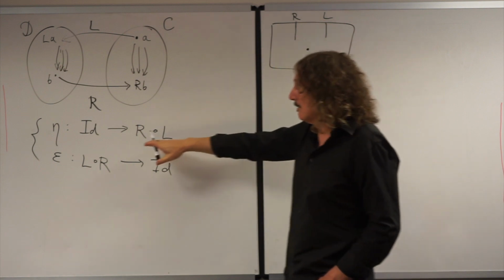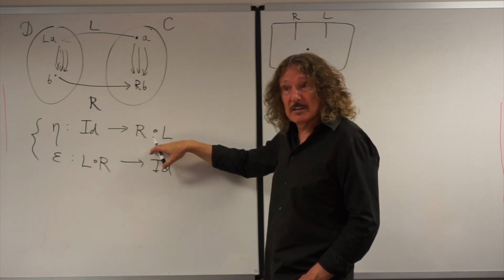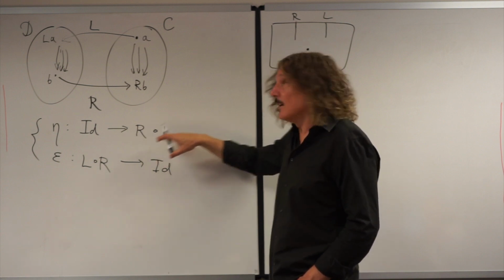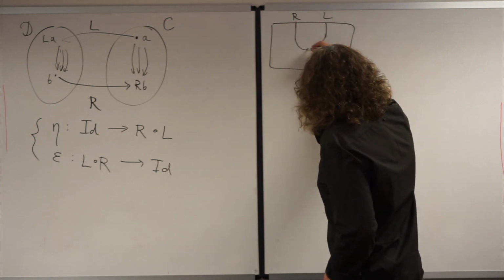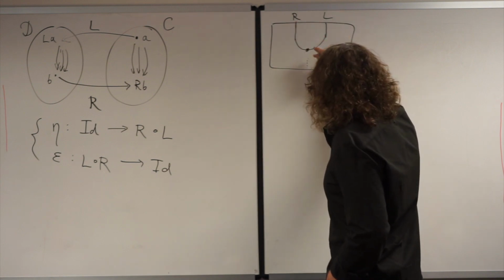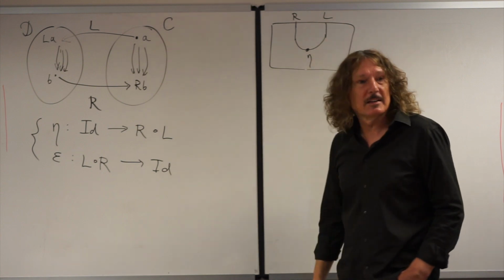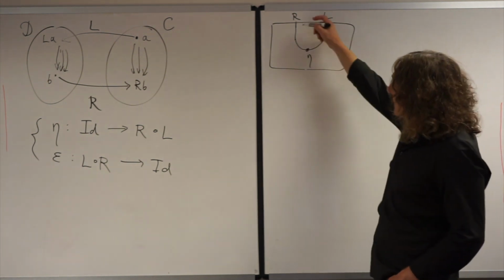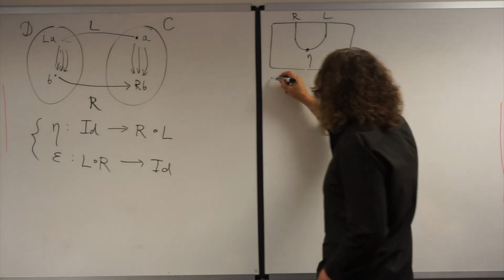So a combination of these two functors, right? The composition of these two functors is just this stripe. So we draw it like this, okay? So this is eta. And I'm not going to draw this, so I'm just going to say eta here. So eta is a diagram that looks like a cup, okay?